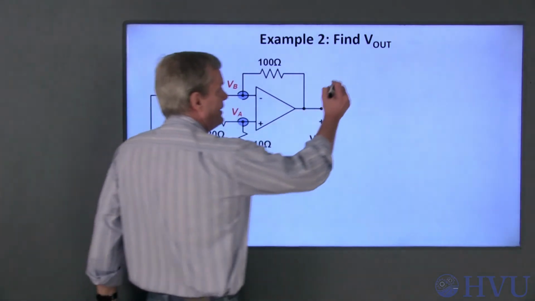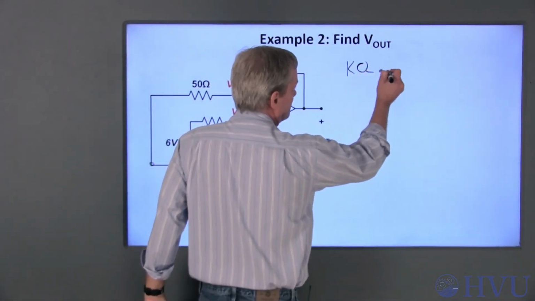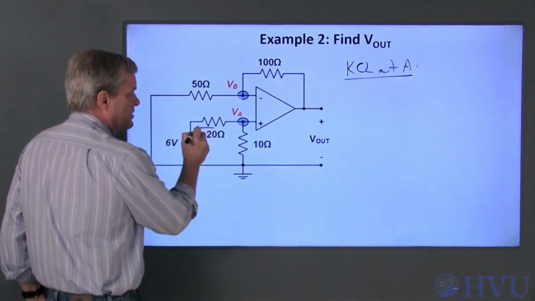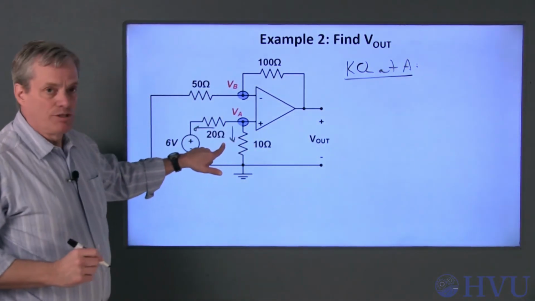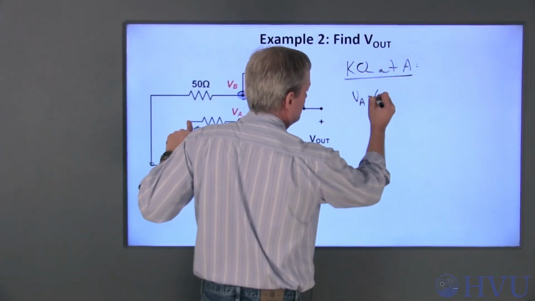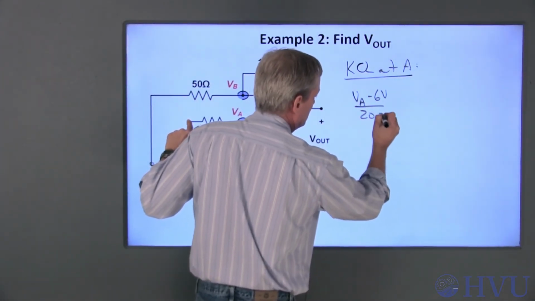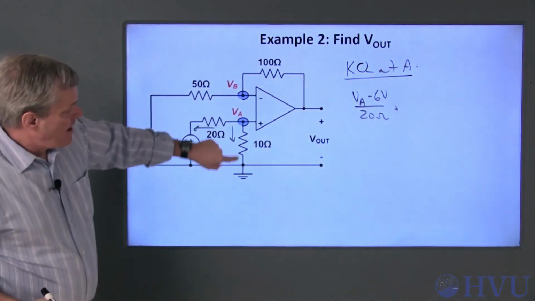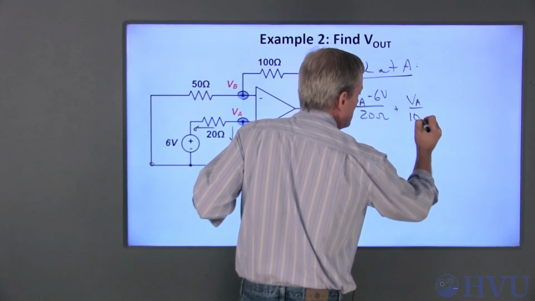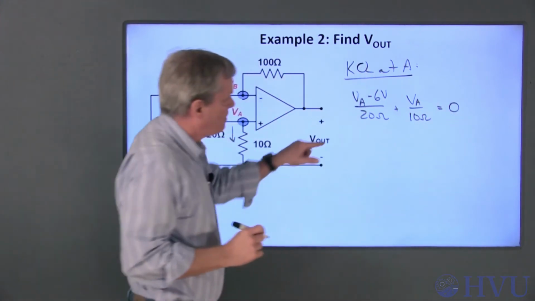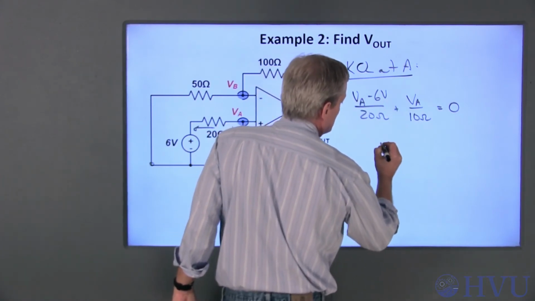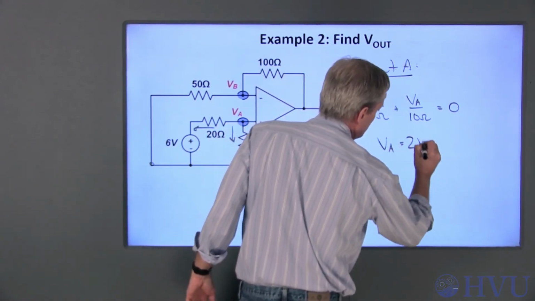So if I do KCL at A, that means this current plus this current is equal to 0. So VA minus 6 over 20 ohms plus VA minus 0 over 10 ohms is equal to 0. Multiplying through by 20, I get 3 VA is equal to 6, or VA is equal to 2 volts.